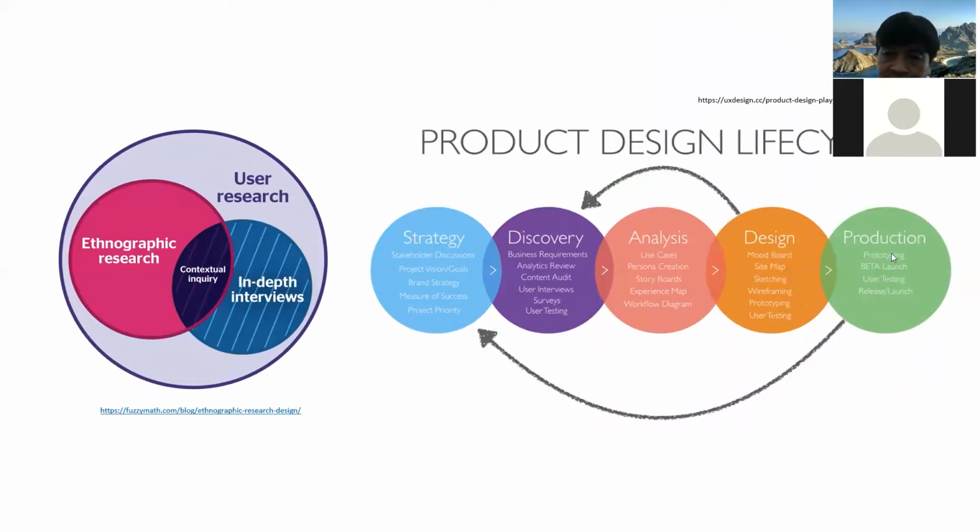And if we see here, it's quite clear that user research involves ethnographic research, and also the method that we call in-depth interviews. The intersection between ethnographic research and in-depth interviews is contextual inquiry. So here, the researcher wants to know about the cultural or social background of the potential user of the product. And then they want to know more deeply what the needs of the potential user are regarding the product they will produce.